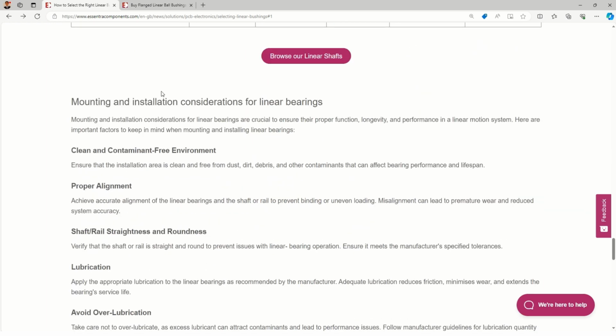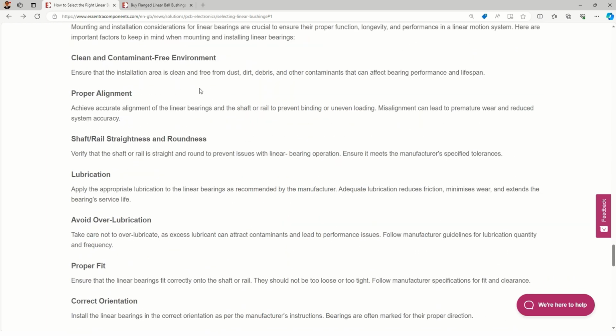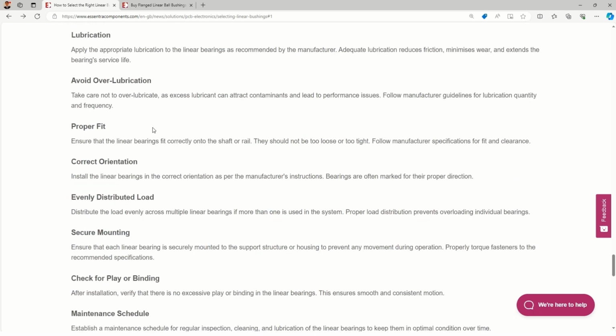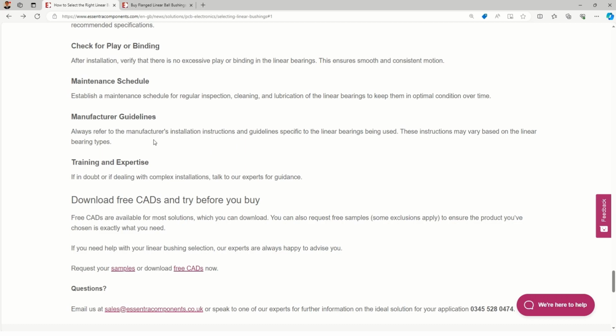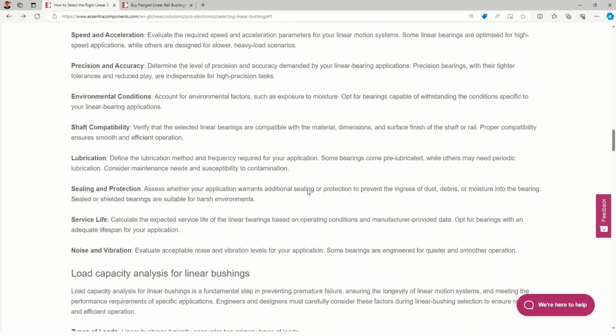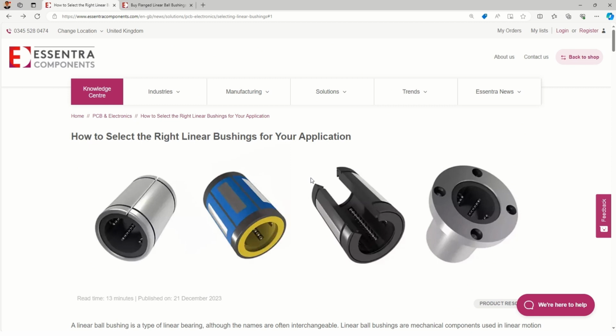And then we have mounting and installation. We should mount in a clean environment, and we should have proper alignment, because alignment also matters. Then we should check straightness and roundness. For that purpose we should give proper tolerances when we design on the drawing, and proper fit should be there. So a lot of parameters are there, but as we discussed, the main parameters are load, environment, applications, shaft material, and space. According to that we should select these linear bushings, and that's it for today's session.